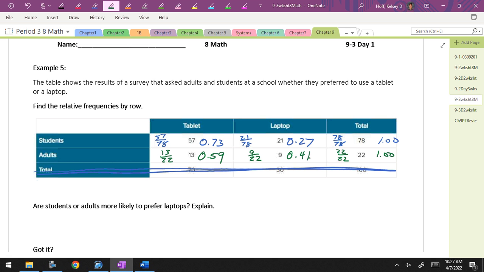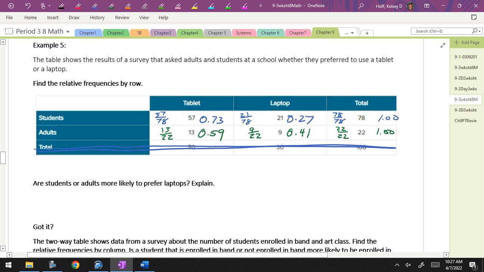Because we calculated by row, we have to talk about those labeled first. So we're really comparing students to adults and what they prefer. So the question is, are students or adults more likely to prefer laptops? Why do you say that? Very good. We look at students versus adults under laptop. Which one of these is larger? Adults is larger. So adults, we would say the relative frequency is higher.